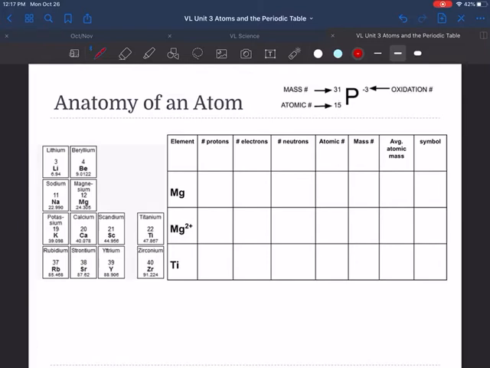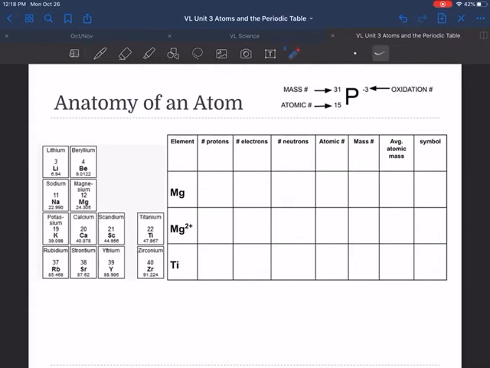You're going to have a worksheet that looks similar to this. And you can see I don't have all of the periodic table here, but I've got a zoomed in part of the periodic table. And what we want to do is practice looking at the periodic table and counting up protons, electrons, neutrons, and some of these other things that we've got.